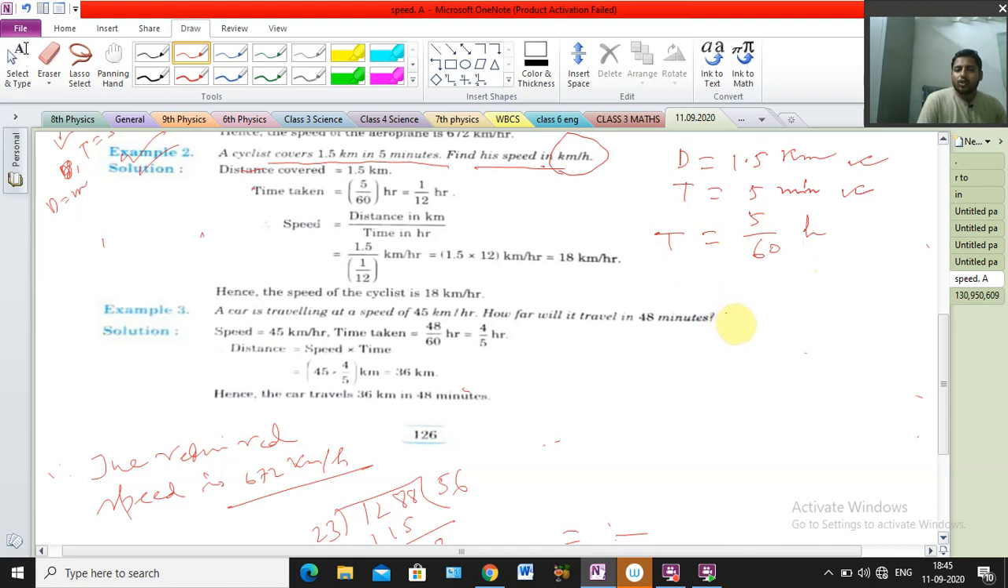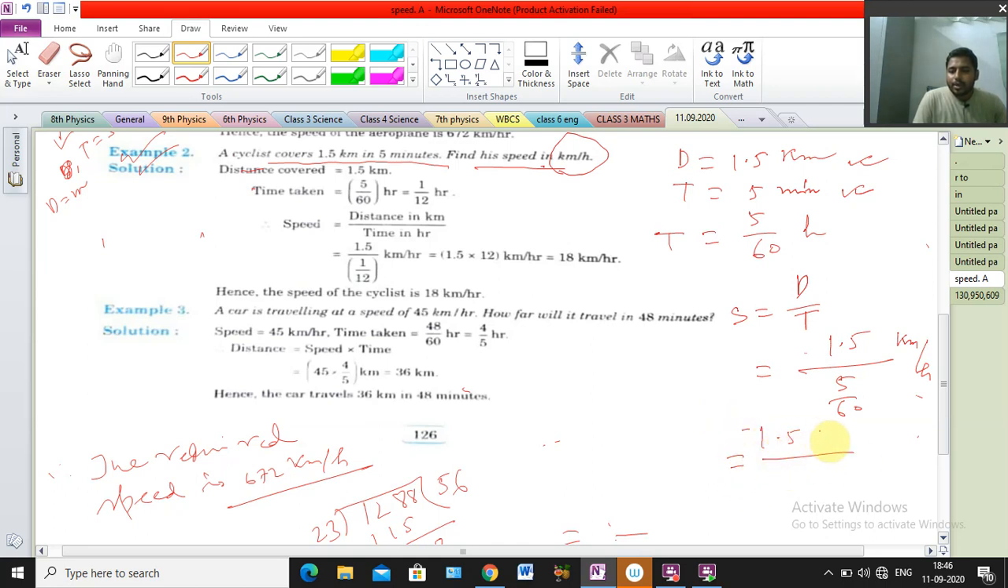Now we find out the speed. Speed equals distance by time. Put the values: distance 1.5 and time 5 by 60. The unit will be kilometer per hour. Next, cancel it.